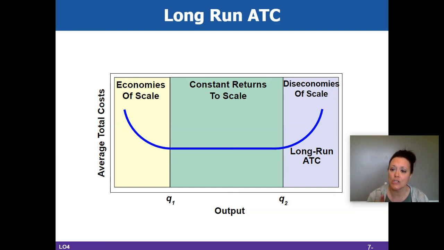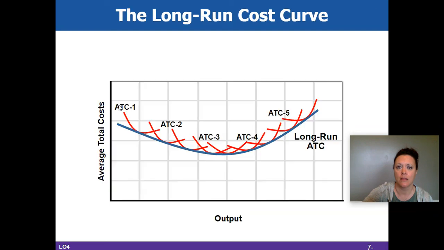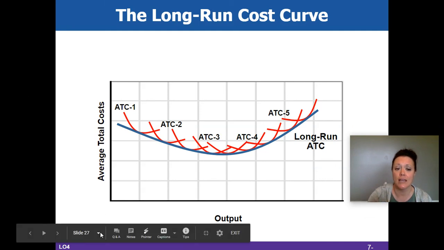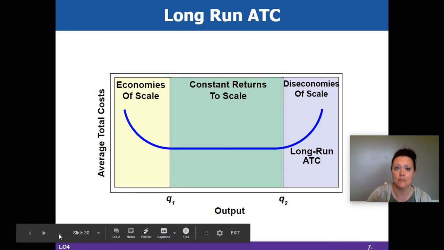So, key things to remember. Number one, long run average total cost curve, this U shape, is due to economies of scale and diseconomies of scale. Okay. Now, if we go back and look at the long run average total cost curve, how it's derived, keep in mind your short run average total cost curves, these red curves, those are U-shaped because of diminishing returns. So keep in mind both are U-shaped. Short run, U-shaped due to diminishing returns. Long run, due to economies of scale and diseconomies of scale.